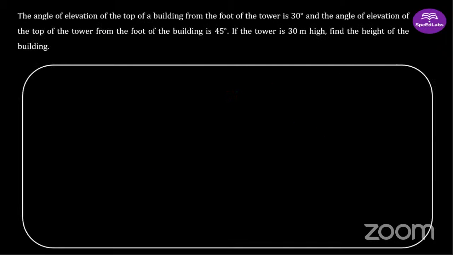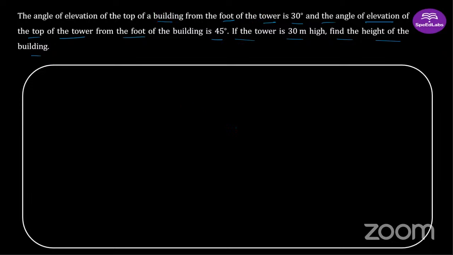Okay, so the next question. The angle of elevation of the top of a building from the foot of a tower is 30 degree, and the angle of elevation of the top of the tower from the foot of the building is 45 degree. If the tower is 30 meter high, find the height of the building. Sir, are there two buildings? Yeah, there are two buildings. One is a building and the other is a tower.